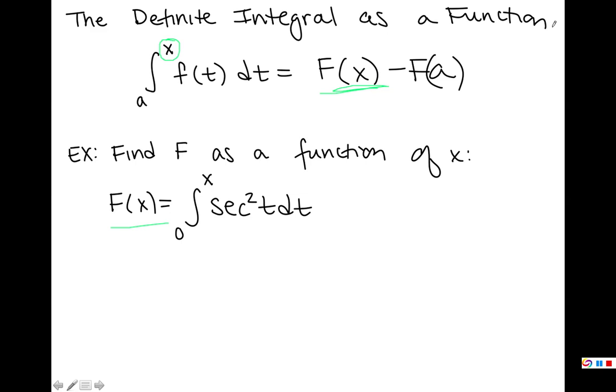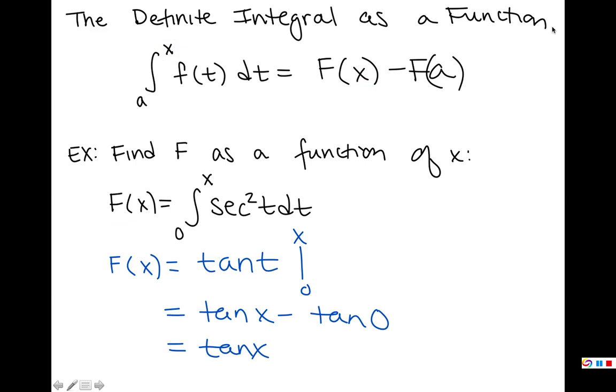What I mean by that is we're going to find the antiderivative. And this is another one I just have memorized. I know that the antiderivative of secant squared of t is tangent of t. And then I'm going to plug in my bounds of integration.